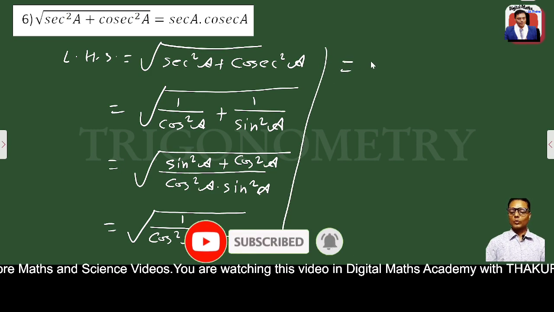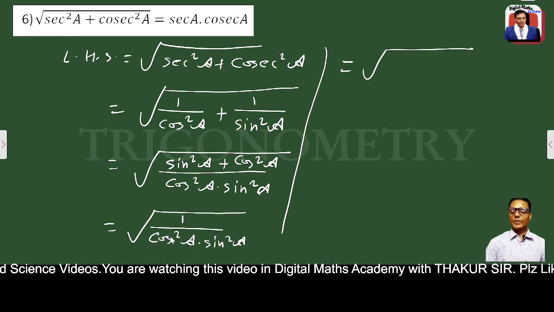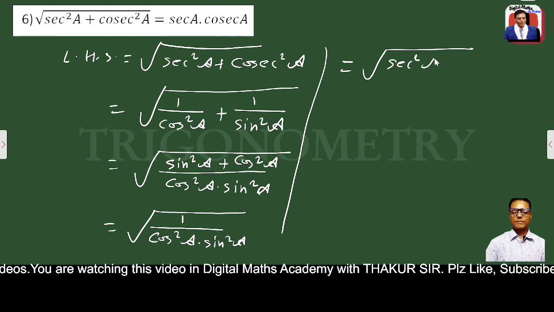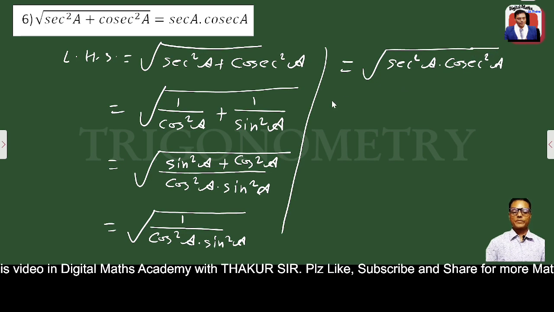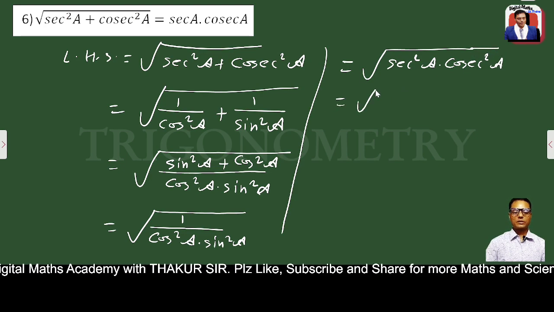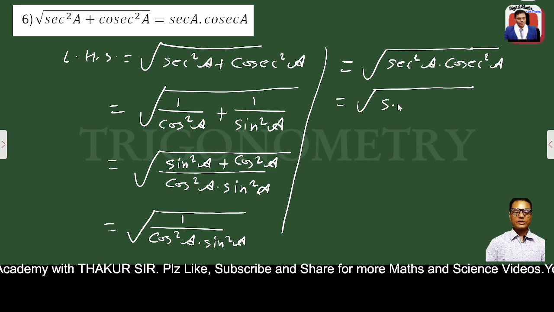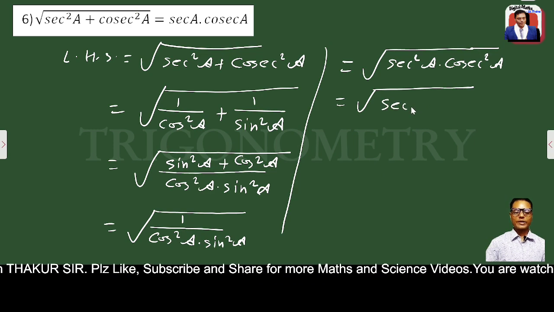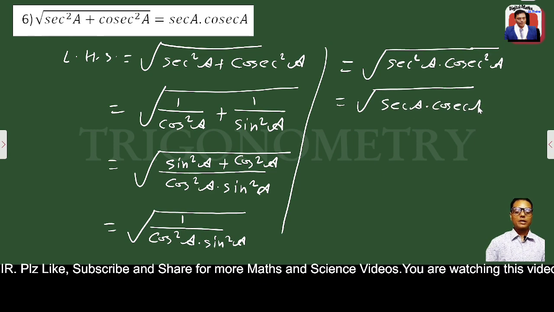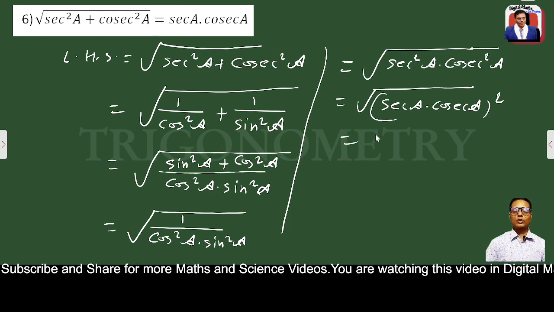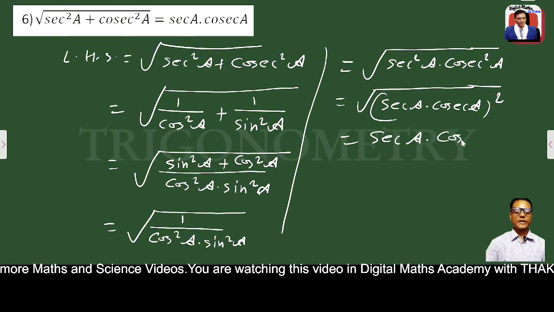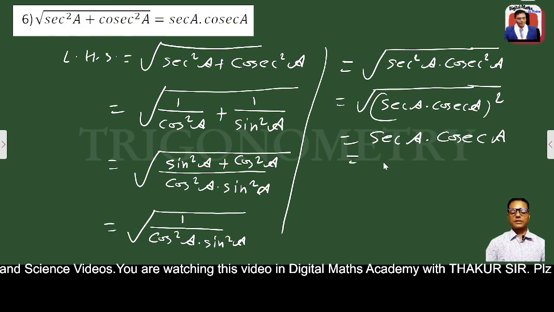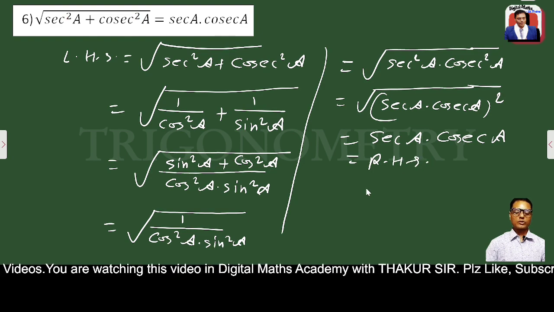Now we can write under root 1 by cos square a is sec square a and 1 by sin square a equals cosec square a. Of course we can write. Now here we have square root, so we can write sec square a and cosec square a as sec a dot cosec a, whole square. Then whole square and under root both will cancel, and finally we have sec a dot cosec a, and it's our right hand side, so we can write equals right hand side, and then proved.